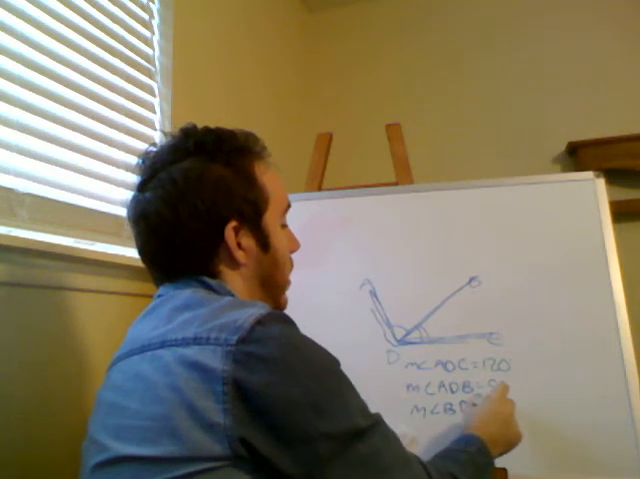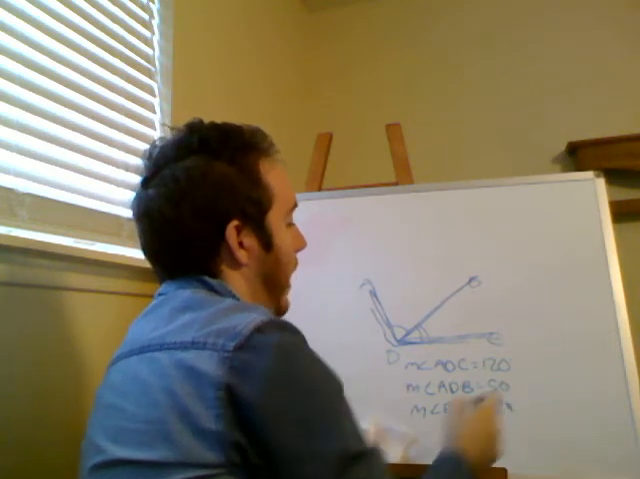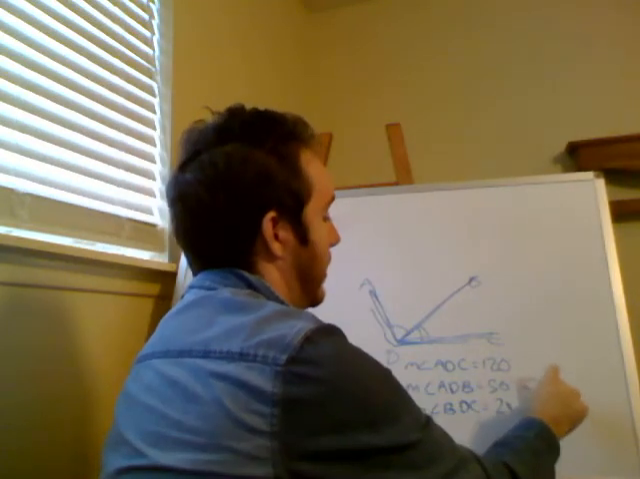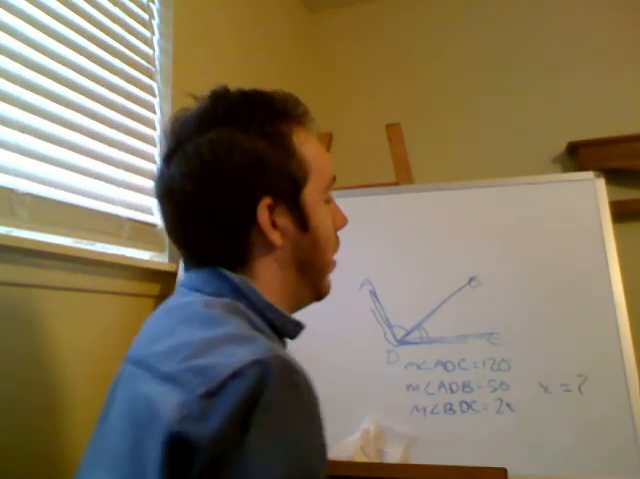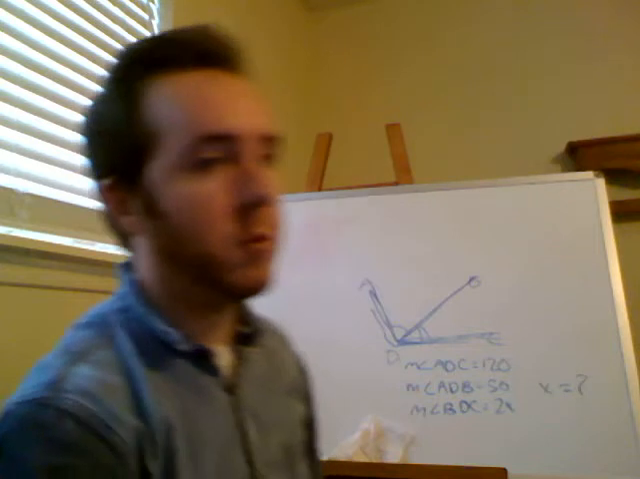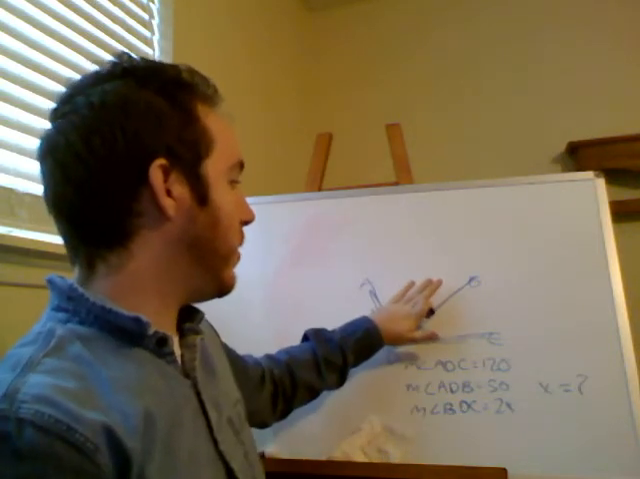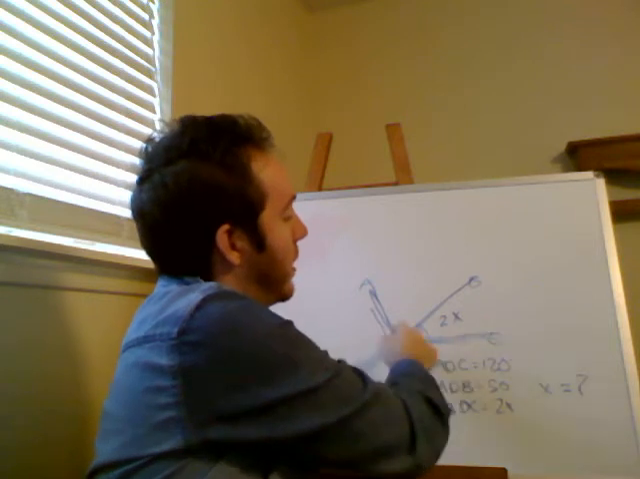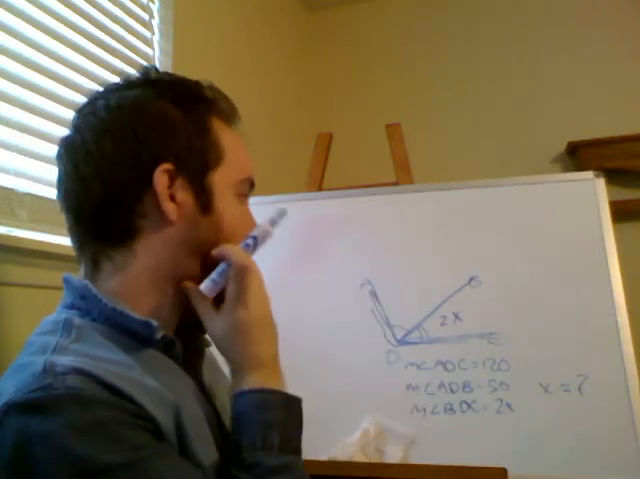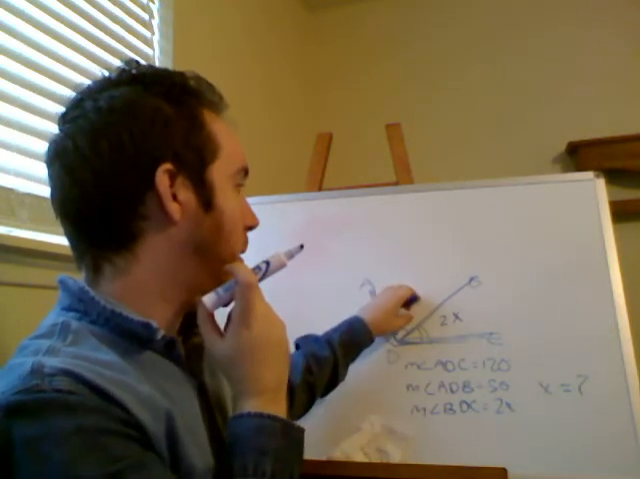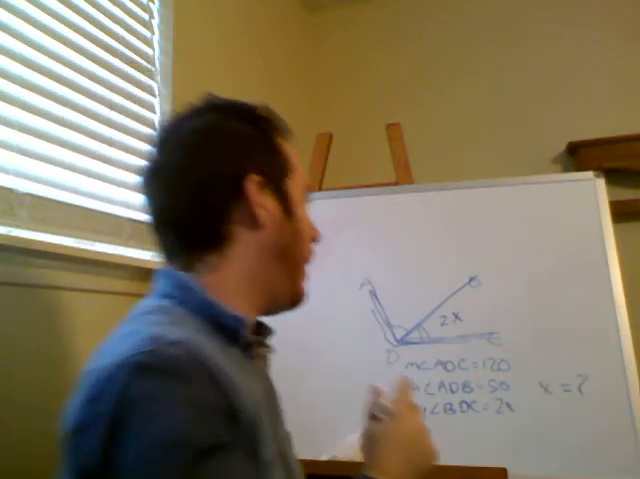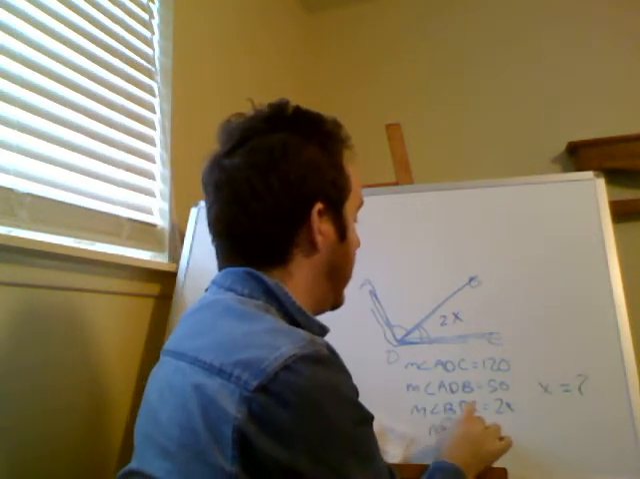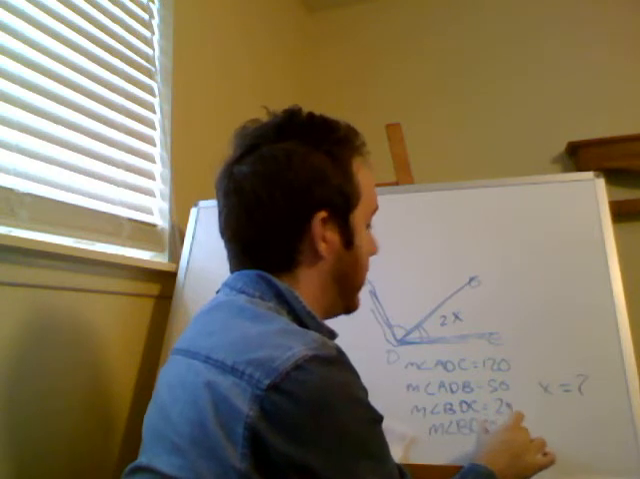equals, we only write 2x. That's the question. The question is, what does x equal? So to find this, we can subtract. We can find the measure of this angle itself by subtracting this part from the whole big angle. And we find that the measure of BDC happens to also equal 70 degrees.